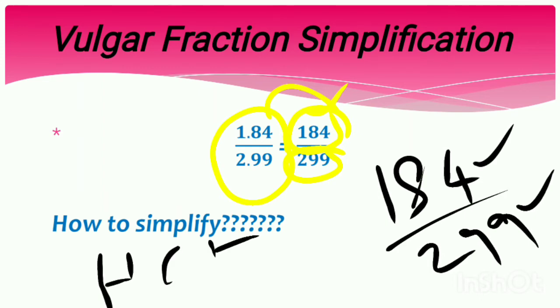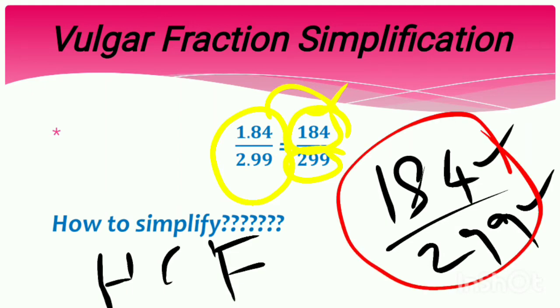HCF. Okay, if you all know what is HCF, then definitely for simplification purpose you will only use HCF concept. What we have to do, we have to take HCF of 184 and 299, and then second step, we have to divide both the numerator and denominator by the found HCF. Third step, we will get the simplified number. Simplified number is nothing but the quotient of the numerator and denominator when divided by the found HCF.